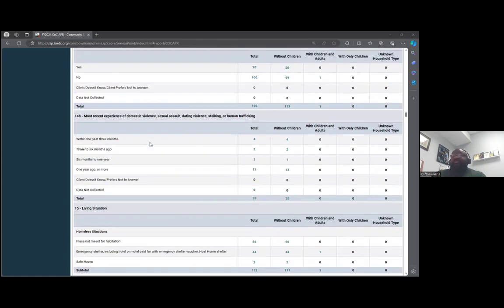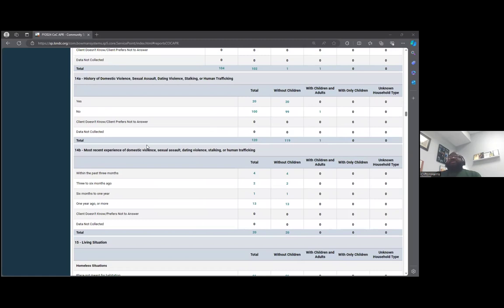Question 14 is the history of domestic violence, sexual assault, dating violence, stalking, or human trafficking, which essentially was the old DV question that they've reworded. And 14B used to be where you ask if they were fleeing domestic violence, and they've reworded that as well to the most recent experience of domestic violence, sexual assault, dating violence, stalking, or human trafficking. So there's been rewording there on question 14.